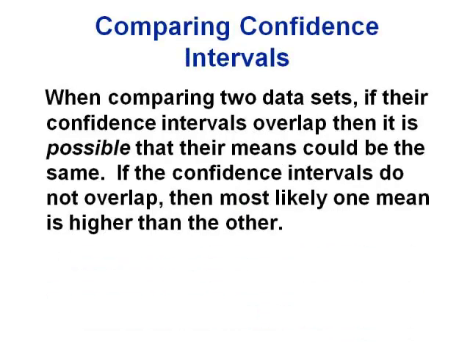Confidence intervals are very useful by themselves, but they can also be used to compare two data sets. And when we're doing a comparison like that, what we're really looking for is, do the confidence intervals for the two data sets overlap at all? Because if they overlap, then it's possible that the mean could actually be the same. So let's look at an example.